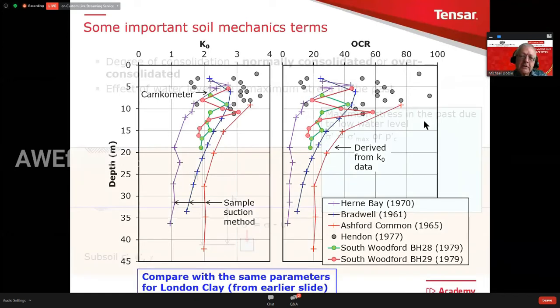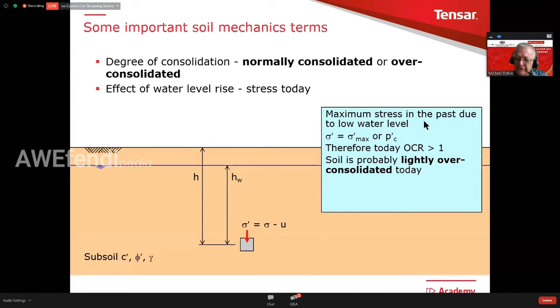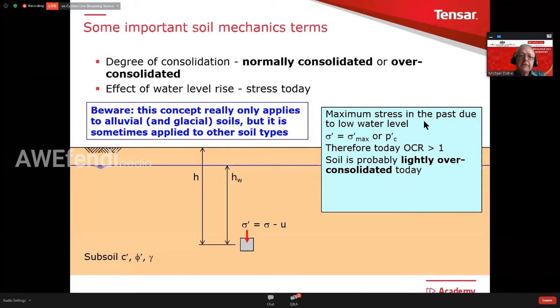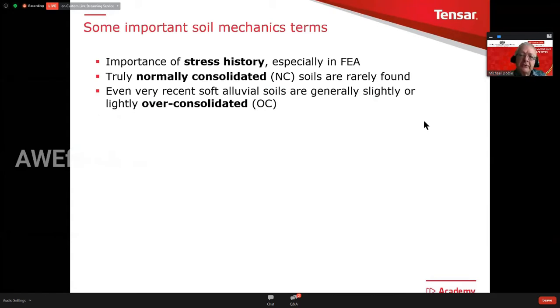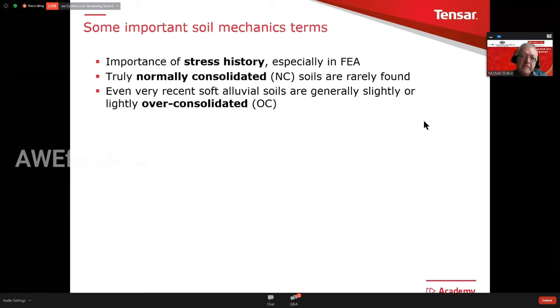You can also get over-consolidation taking place due to a rise in the water table level, not a huge effect, but it can happen. But one thing to be aware of, but in many of the other soil types, it doesn't really apply. And it's important to realize that, because sometimes people try to use this idea of over-consolidation ratios, say, in residual soils, and it doesn't really work very well.